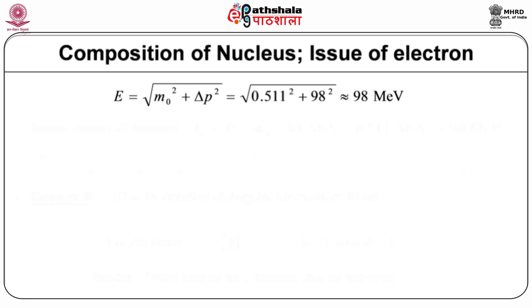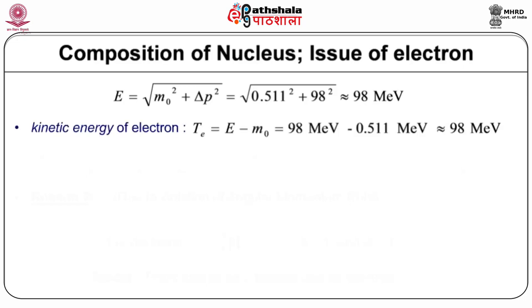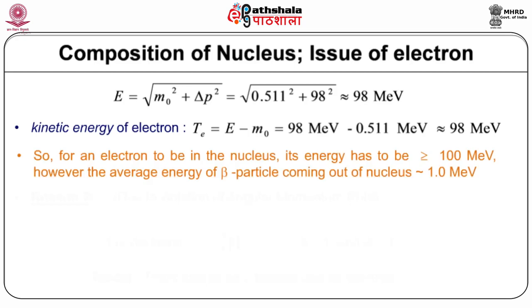So when we convert this, we find that the energy comes out to be around 98 MeV. So the kinetic energy of the electron, which is equal to the total energy of the electron minus the rest mass energy of the electron, will be equal to 98 MeV minus 0.511 MeV, which is almost the same value, that is 98 MeV. So for an electron to be within the nucleus, its energy has to be more than 100 MeV.